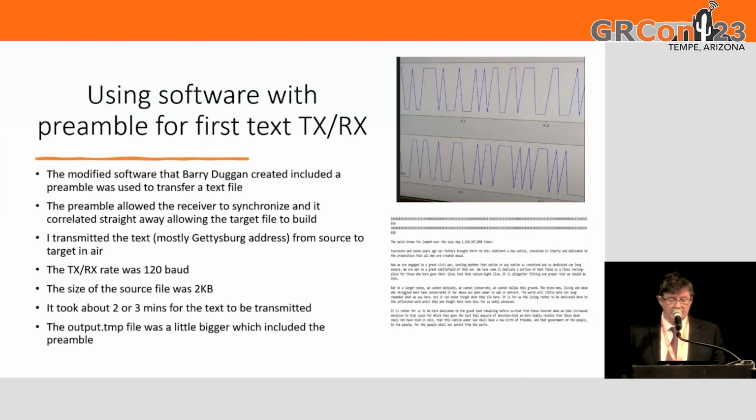I tried using text, and the preamble allowed the receiver to synchronize, and it correlated straight away. The transmit receive rate was 120 baud, and the file source was about 2 kilobits. So it took about 2 or 3 minutes to transmit. I used the Gettysburg Address, and it worked really well.